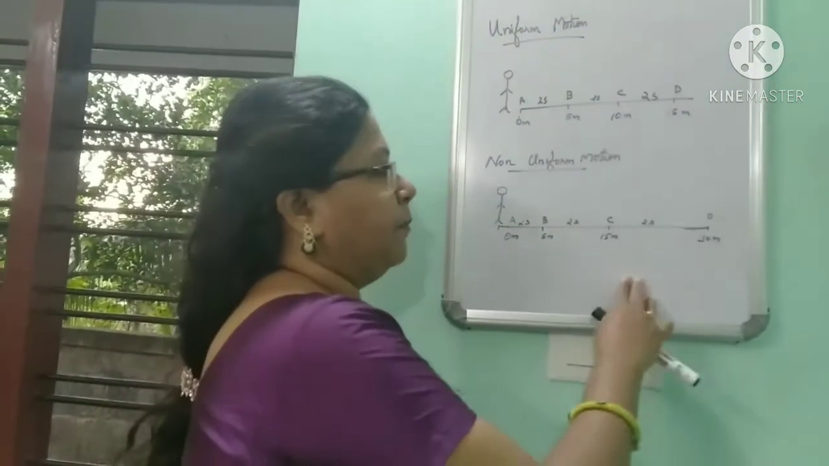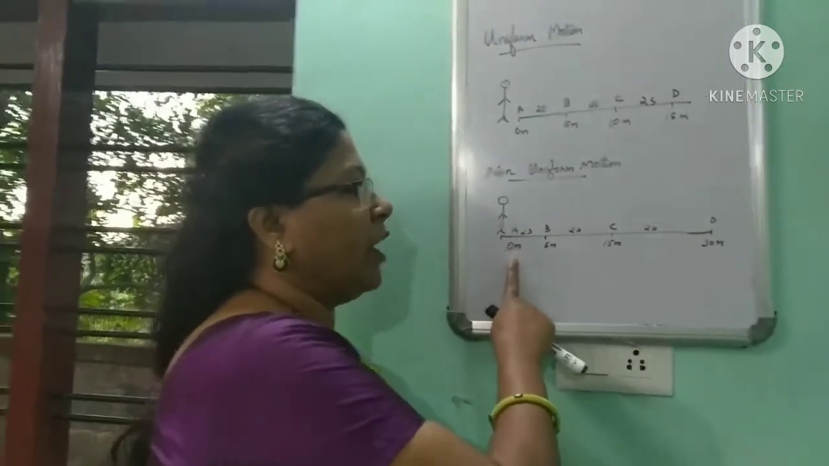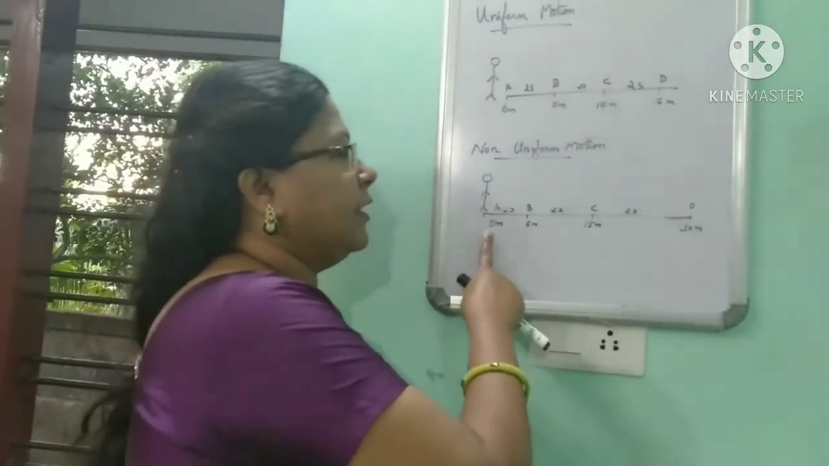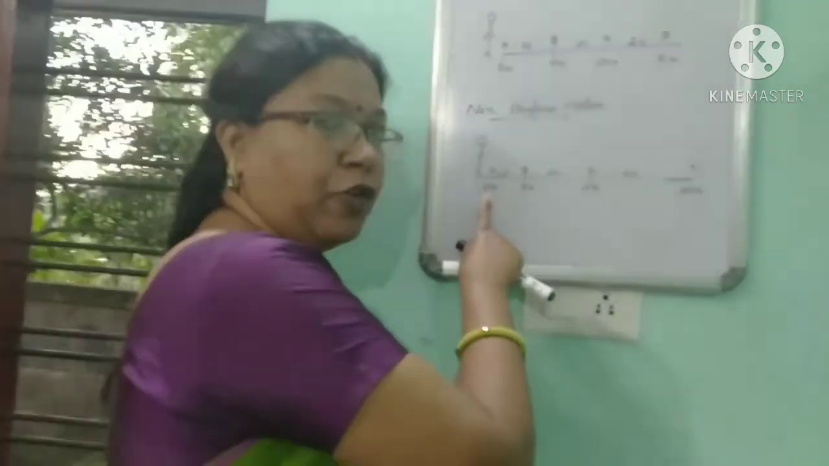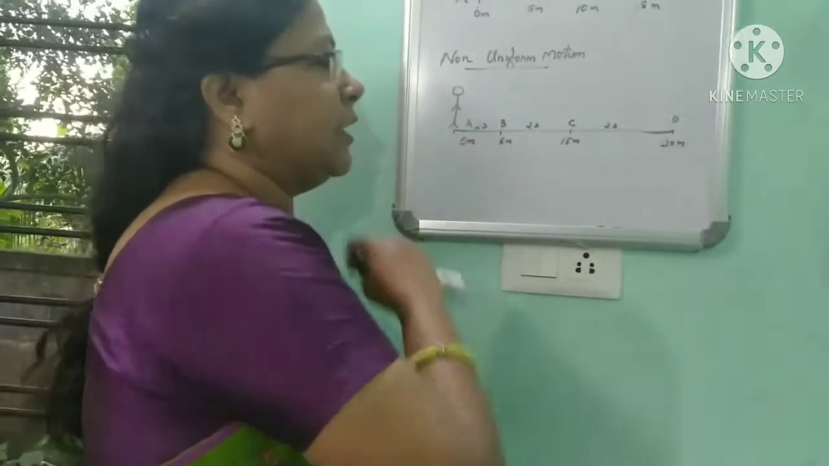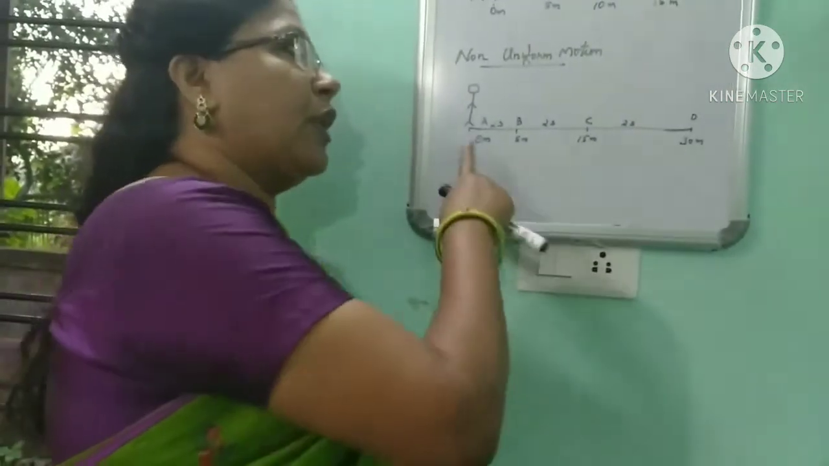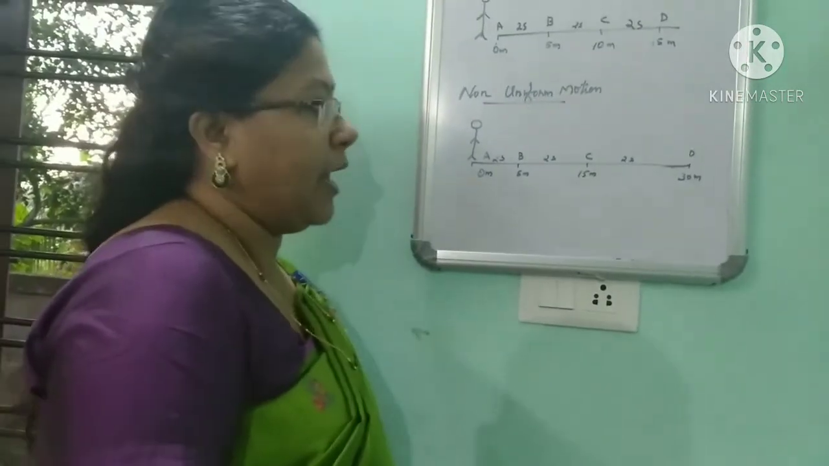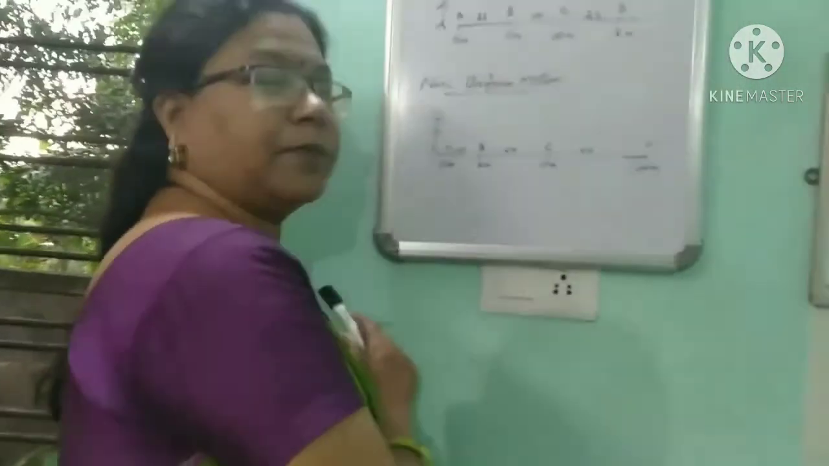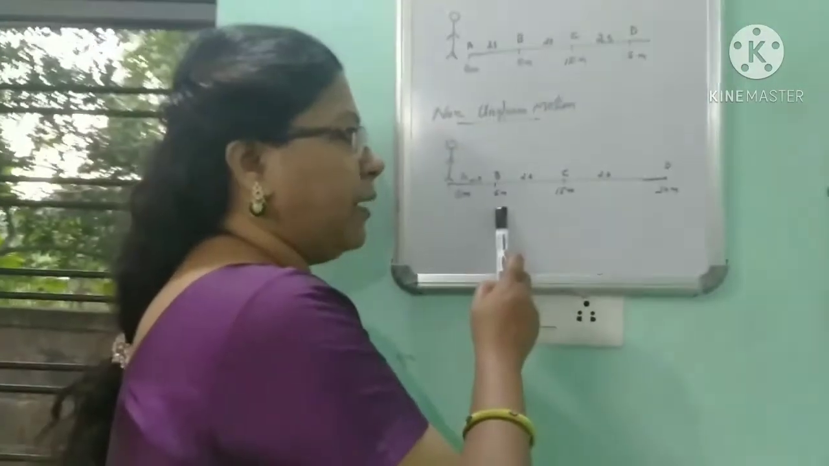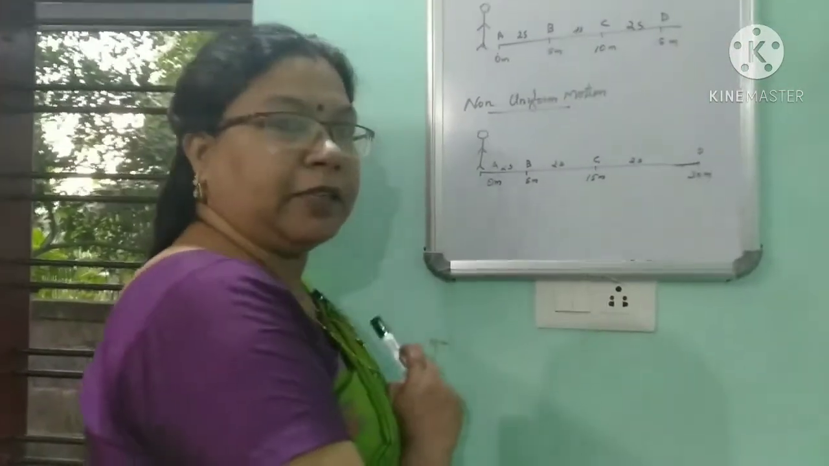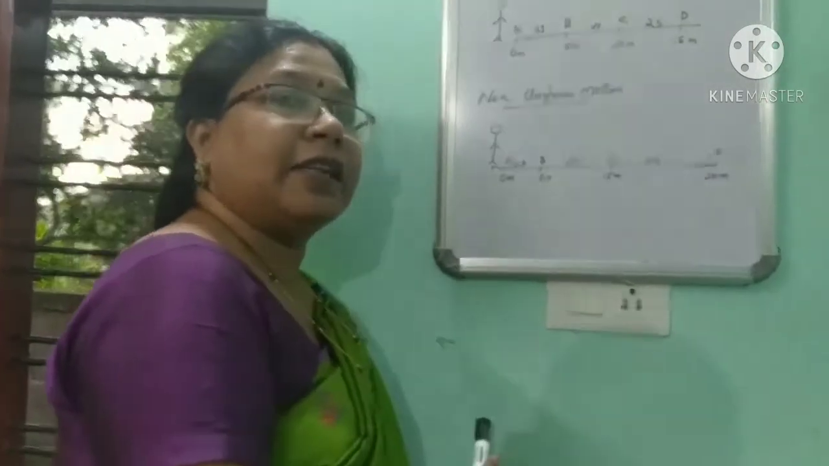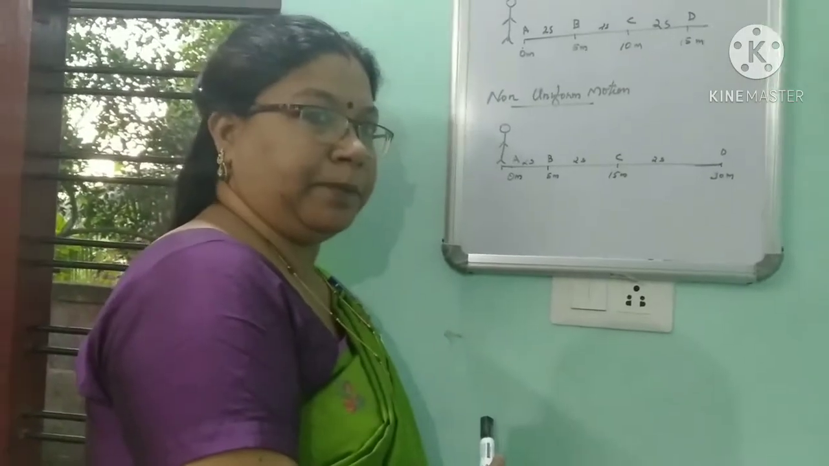The next figure. See here also the person is traveling from A to B. During the first 2 seconds, what is the distance traveled? He started at 0 meter and after 2 seconds he reached 5 meter. So during the first 2 seconds, the distance traveled is 5 meter. Then next 2 seconds, B is 5 meter and C is 15 meter. So during the next 2 seconds, the distance traveled is 10 meter.